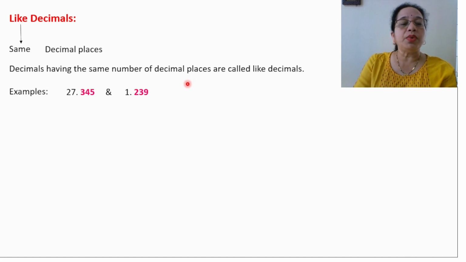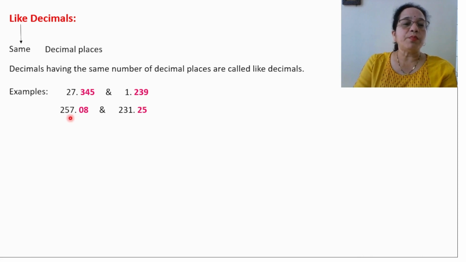Take the example, here the number is given 27.345. So 1, 2, 3, after the decimal we have 3 digits. Now the other number is 1.239. So here also 1, 2, 3, again 3 decimal places. So this is called decimal places. In the decimal part, how many digits are there, that is called decimal places. If these decimal places are same, then these two decimals are known as like decimals.